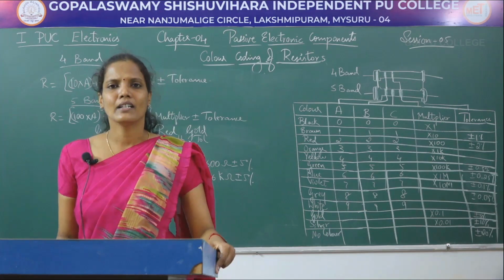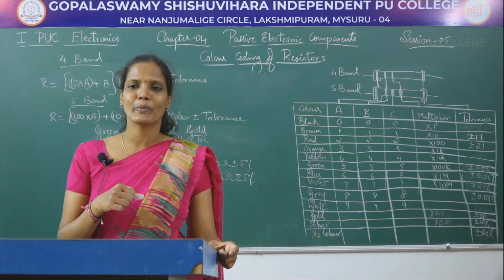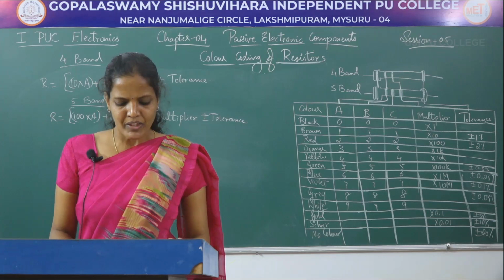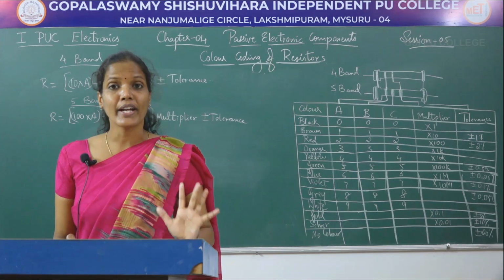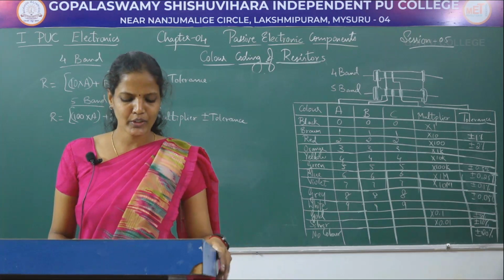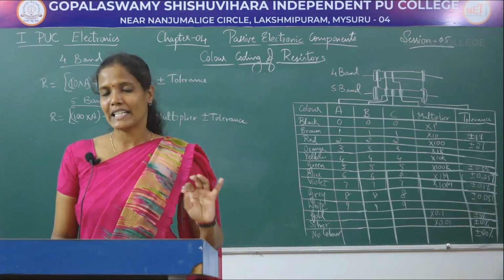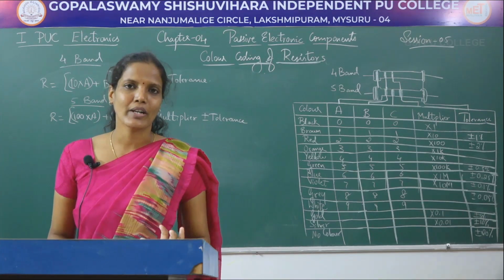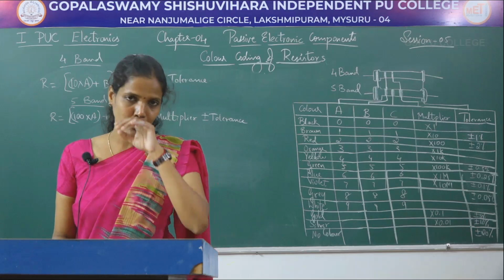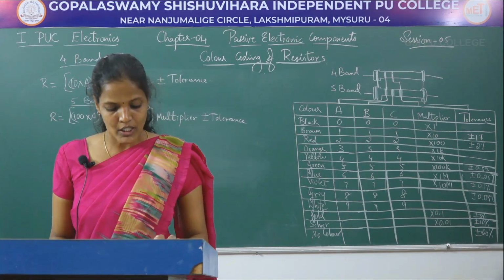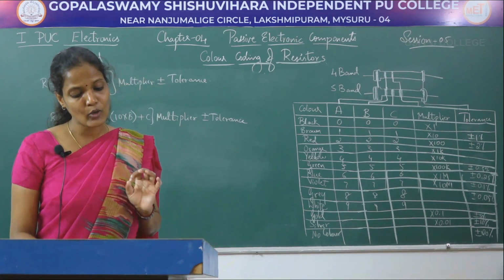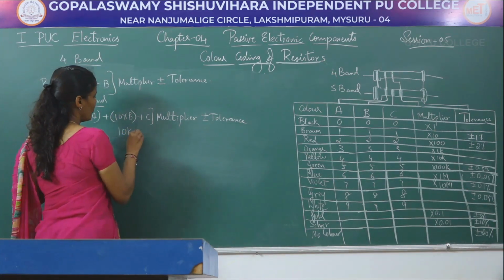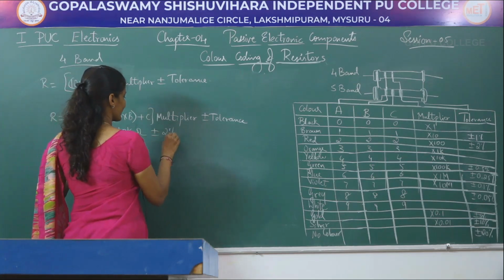Sometimes the resistance value will be given and we have to find the color code of that resistor. So now let us solve some problems where the resistance value is given and we have to find the color code of those resistors. Here the problem is: write the color codes of 5-band resistors with the following resistance values. The resistors will have 5 bands, and the resistance value will be given and you have to find the color codes. So the very first problem is 10 kilo ohm plus or minus 2%.